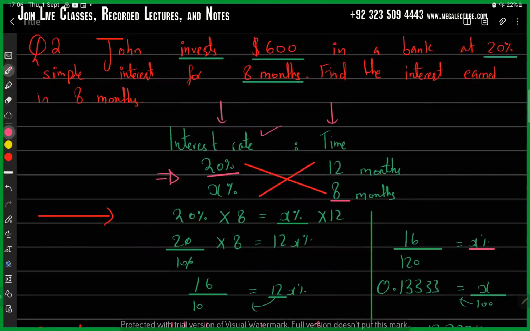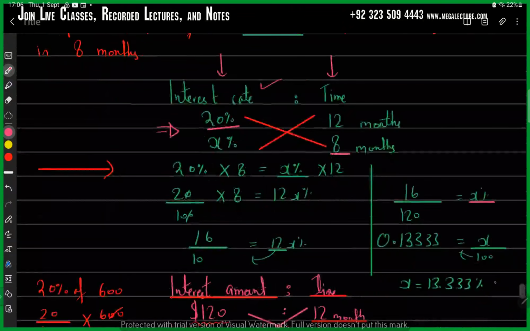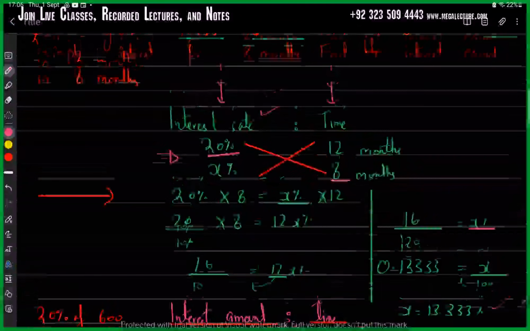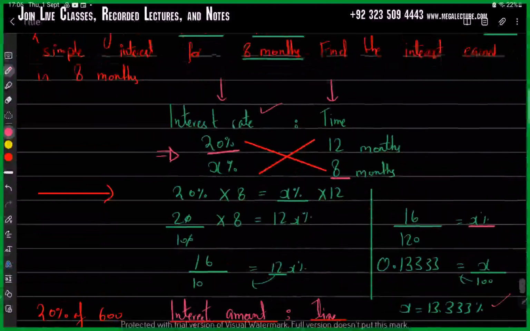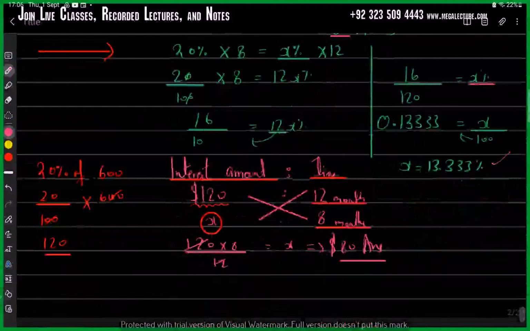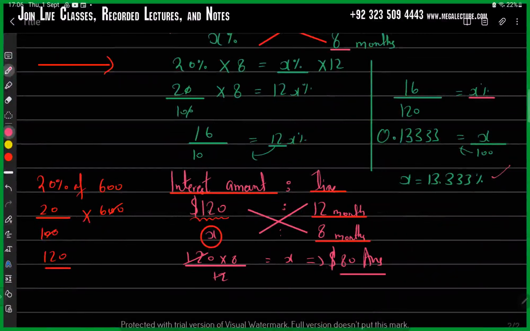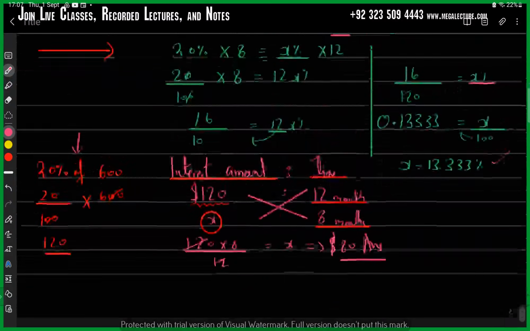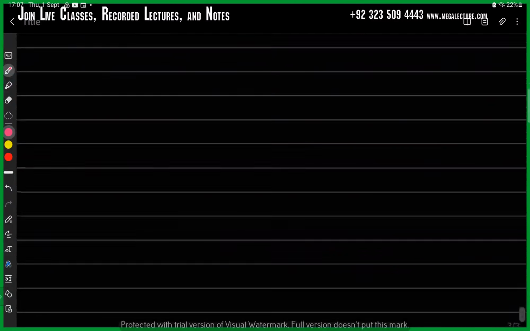We just did ratio proportion and we were able to find that it would be this much percentage, and 13.33% of our amount was 78, approximately 80, right? And another method of doing so was that the interest amount would be 120 after 12 months according to this, because the deposit amount was 600, 20% was the interest, so 20% of 600 is 120. So what would be the amount after 8 months? And we just did cross multiplication and that gave me $80. So this was just something simple, and we are done with that.